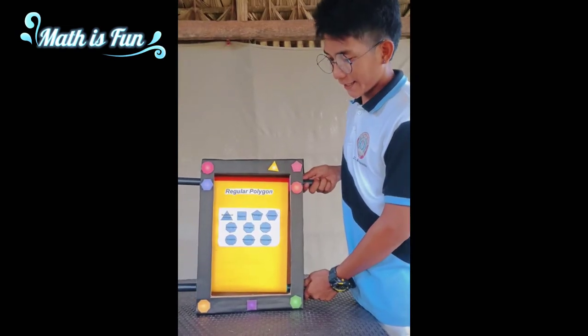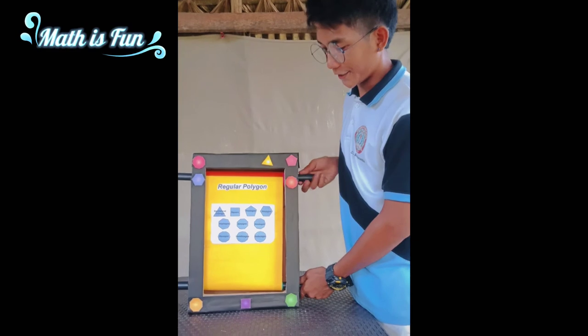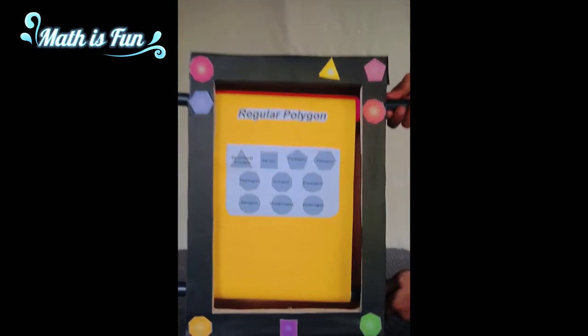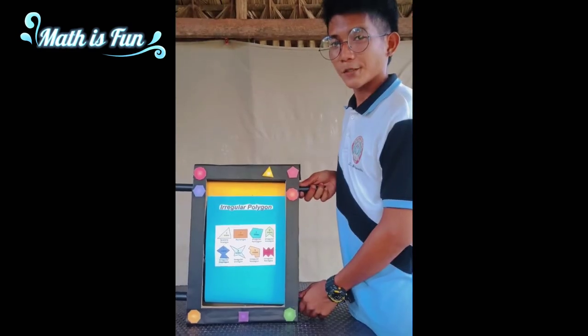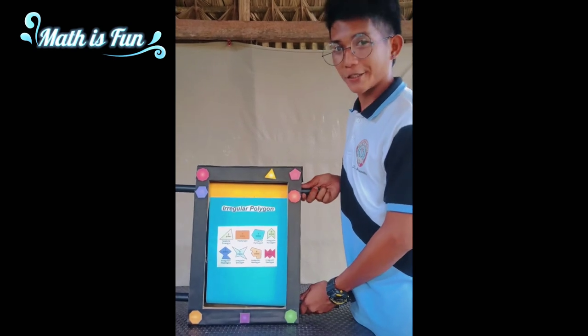So here are the examples of regular polygons. So here are the examples of irregular polygons.